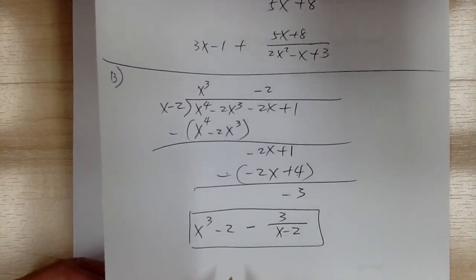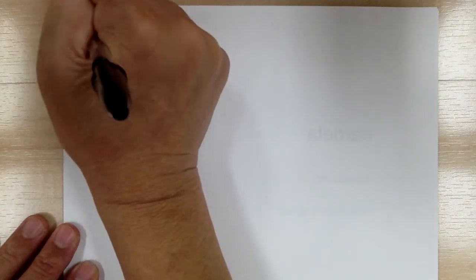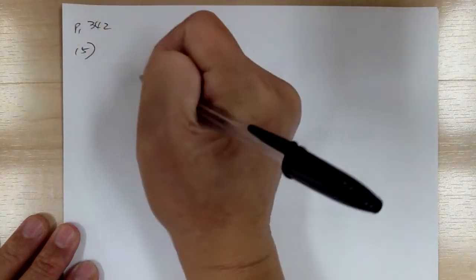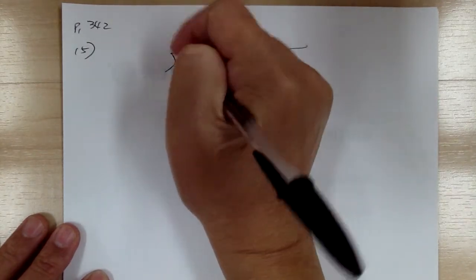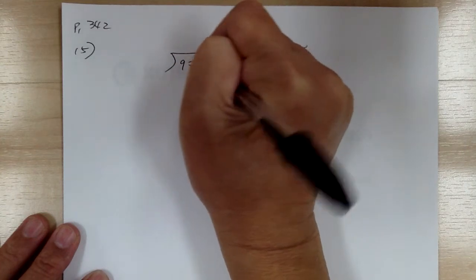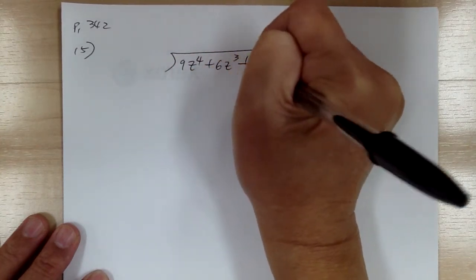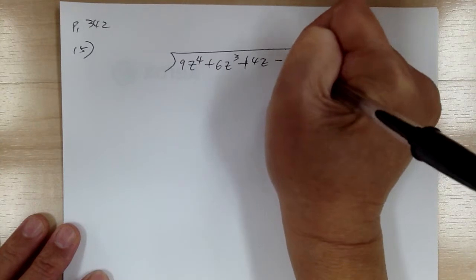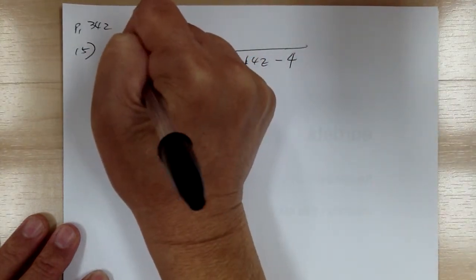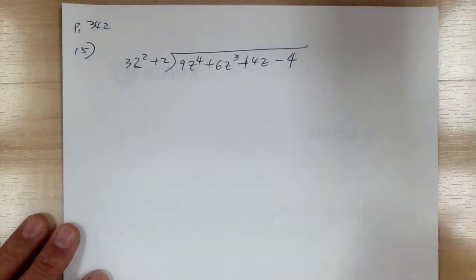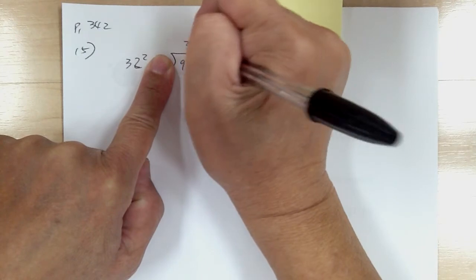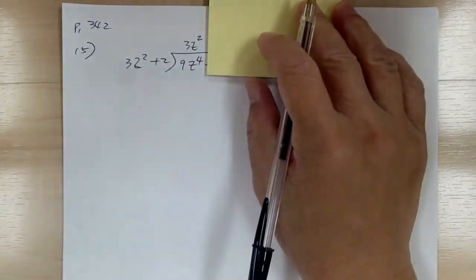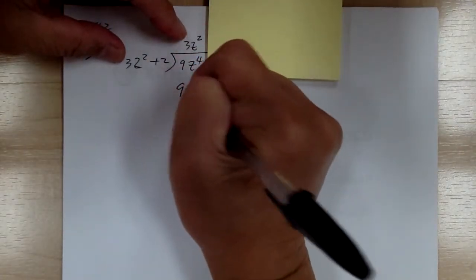Okay, let's go to the next one. Okay, so again, division, so put it in order. So you got 9z to the 4 plus 6z to the 3 plus 4z minus 4 divided by 3z squared plus 2. Okay, so you can look at the first term. This one you need to get 3z squared. When you multiply, this will give you 9z to the 4.